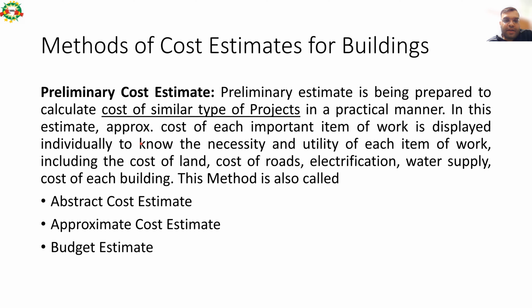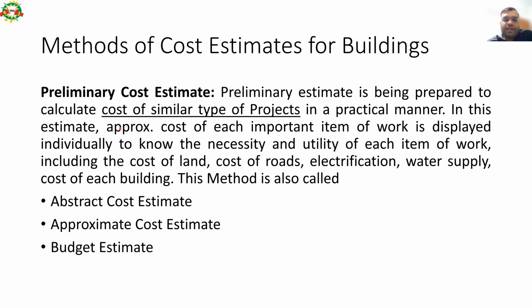In this estimate, the approximate cost of each important item of work is displayed individually to know the necessity and utility of each item of work, including the cost of land, cost of roads, electrification, water supply, and cost of each building. This method is also called abstract cost estimate, approximate cost estimate, or budget estimate.